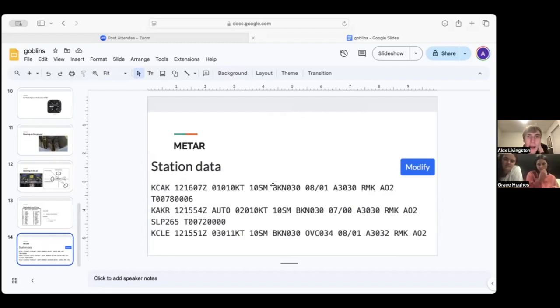I don't know how they decide if it's broken, overcast, whatever. But the 30 is saying it's at 3,000 feet. So that's where the broken layer is. Usually there is more than one layer of cloud though. If you look at the one for Cleveland, it's showing broken and overcast. So there are multiple layers: a broken layer at 3,000 and overcast at 3,400.